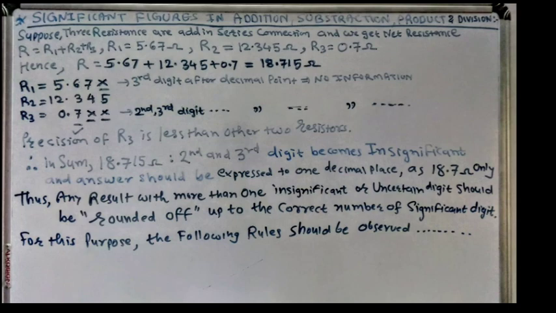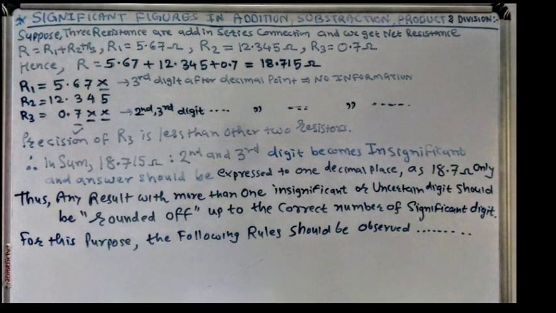Now let us take significant figures in addition, subtraction, multiplication and division. Any physics experiment involves a series of measurements, and each of these measurements is made up to a certain degree of accuracy. The number of significant figures depends upon the least count of the measuring instrument. Suppose the resistances of different resistors are measured using ohm meters of different least counts: R1 is equal to 5.67 ohm, R2 is equal to 12.345 ohm and R3 is equal to 0.7 ohm.